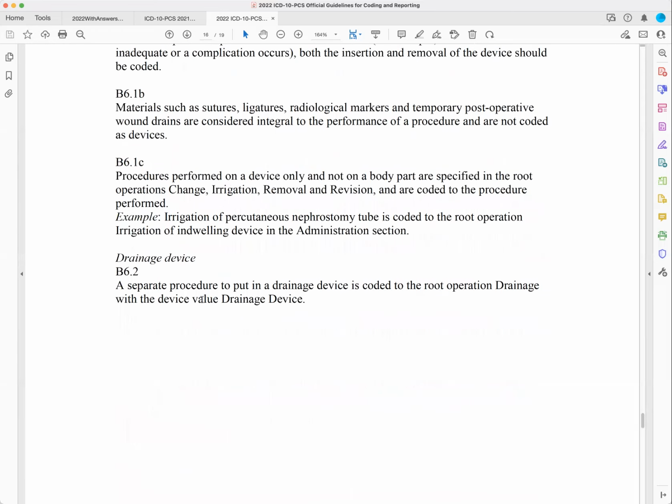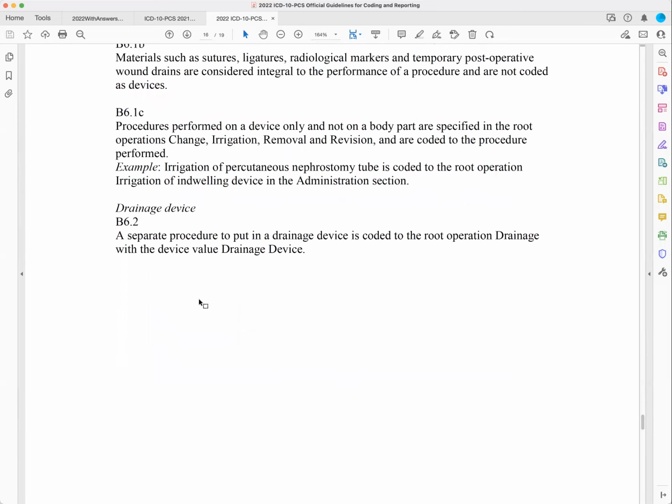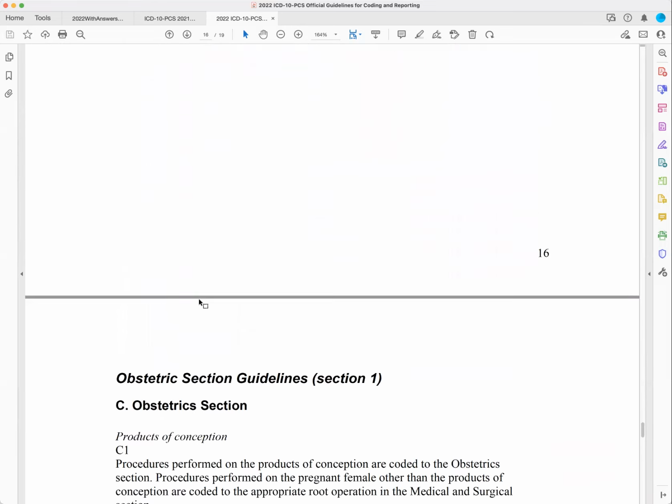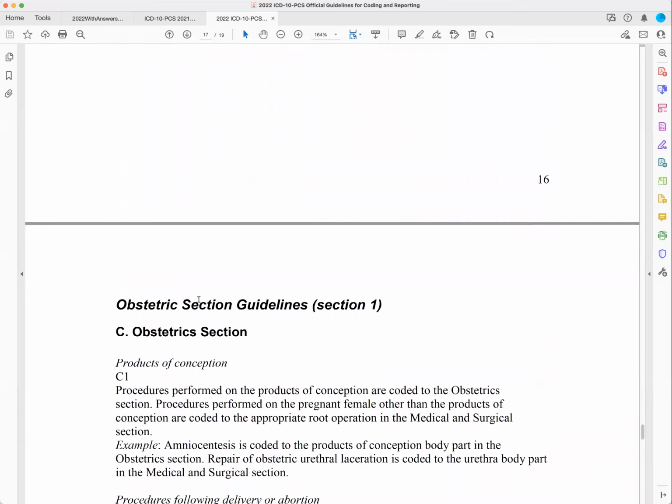Drainage device, a separate procedure to put in a drainage device, is coded to the root operation drainage with a device value of a drainage device. So that's a separate procedure to put in a drainage device. And that concludes the medical and surgical section guidelines.